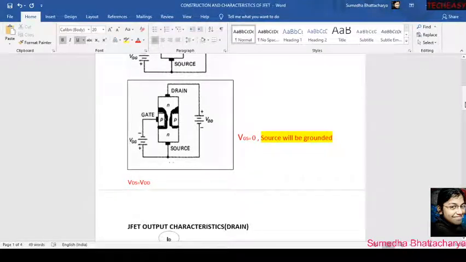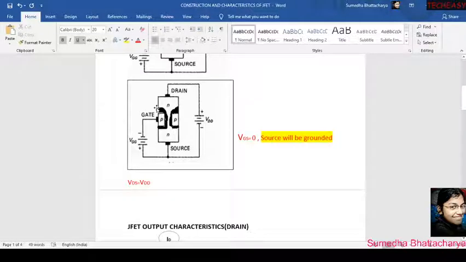In case of VGS equal to 0, you can see that the source will be grounded. I am repeating again that in case of VGS equal to 0, the source will be grounded, so there will be no potential difference. So here VGG equal to 0. In that case, what will happen?